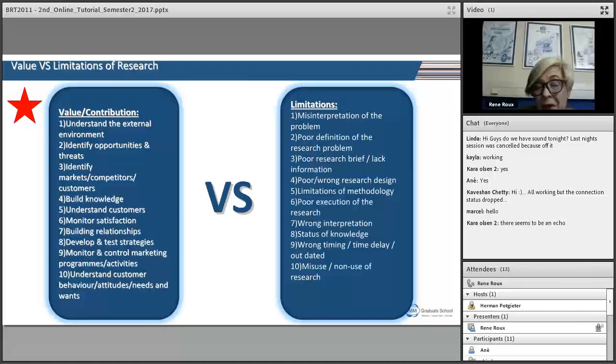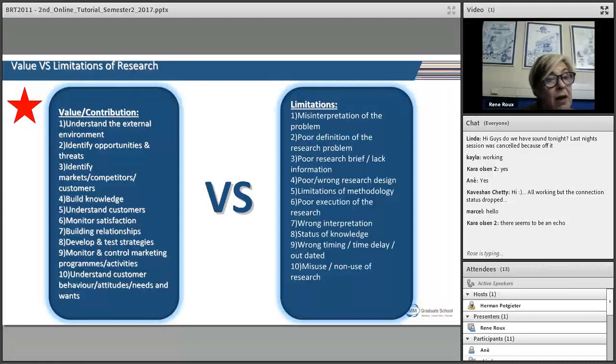If your brief is poorly written, if you don't have sufficient information, if you embark on the wrong design, if you choose the wrong methodology, if you choose maybe quantitative research, but you really want to understand the emotions about it, then it's probably the wrong methodology, the way you execute your research. And then there's also a skill in terms of interpreting the results. And if you do that in the wrong way, you can make the wrong deductions.